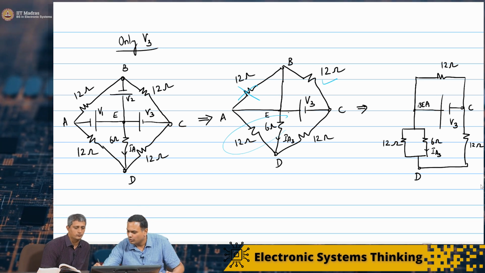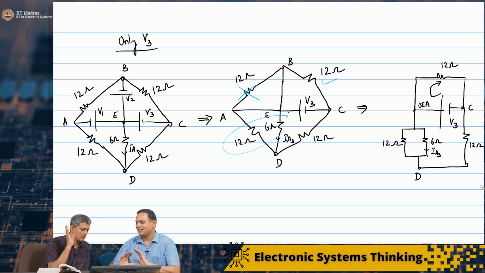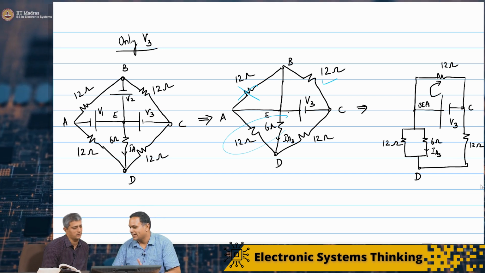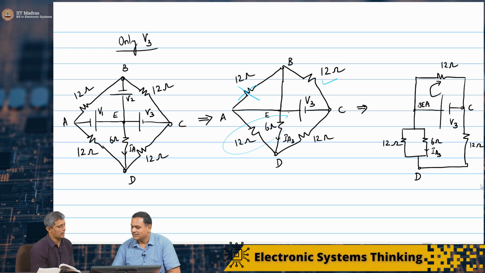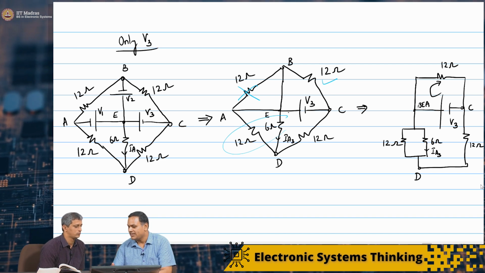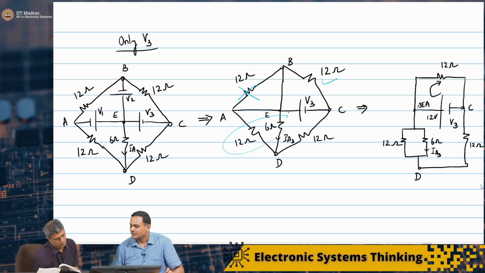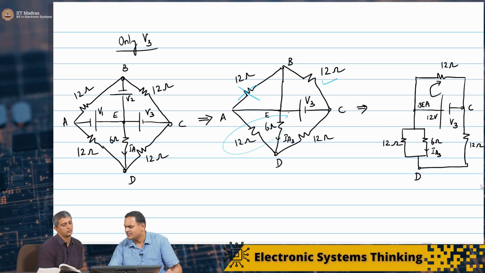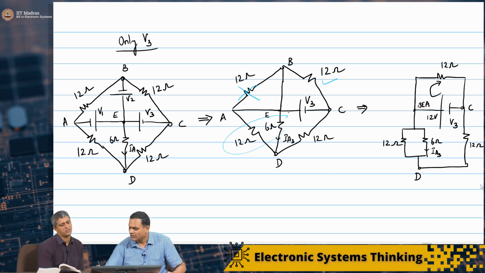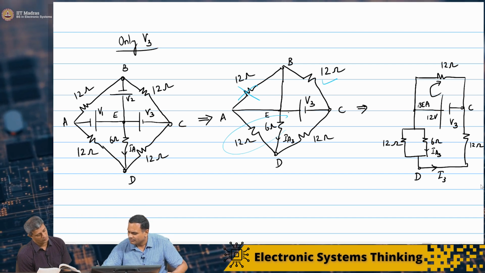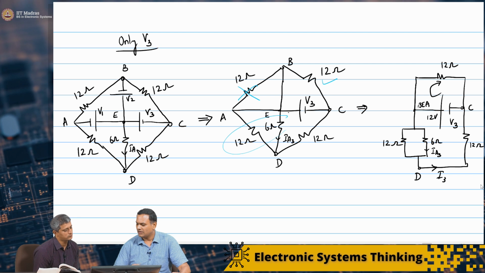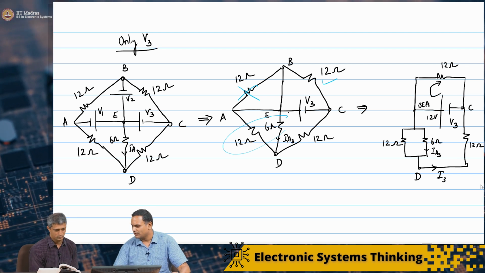I know that there is going to be some current flowing here, but that is independent of the rest of the network, because it is in parallel. The potential drop across B, E, A to C is always going to be V3, which is 12 volts. Now I have to simplify this resistive network. So now I am going to call this I3. Let me simplify this portion of the network.